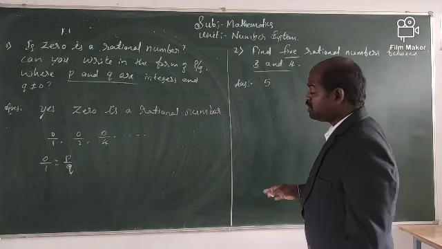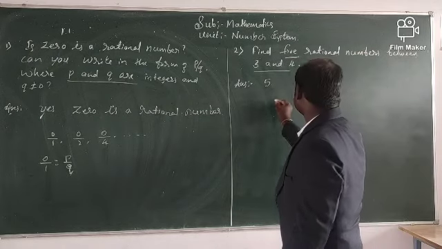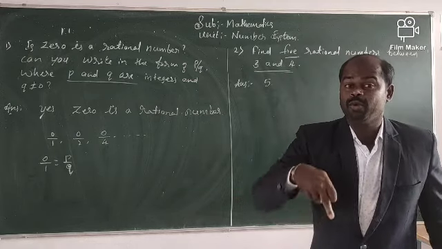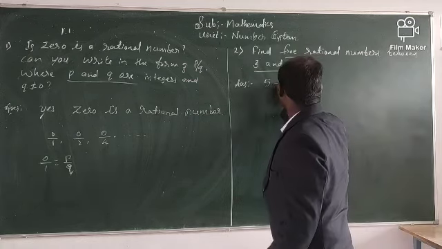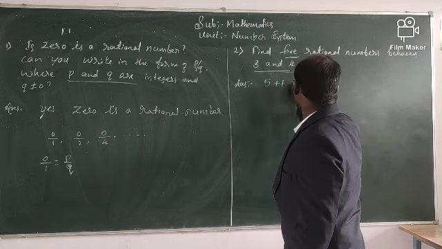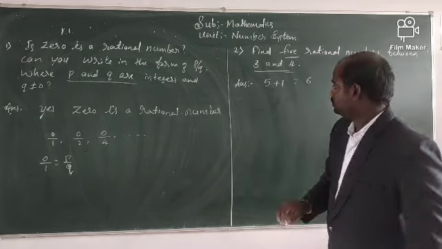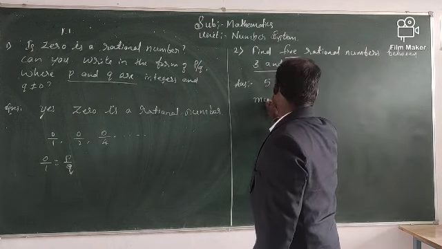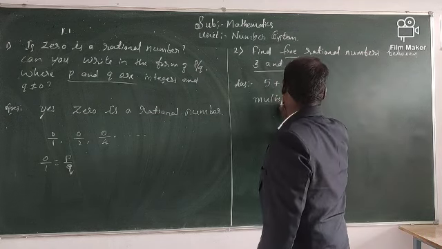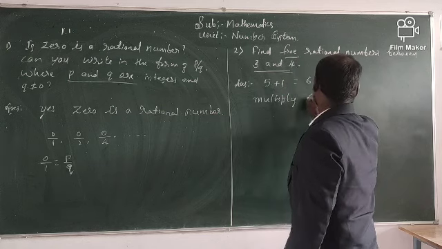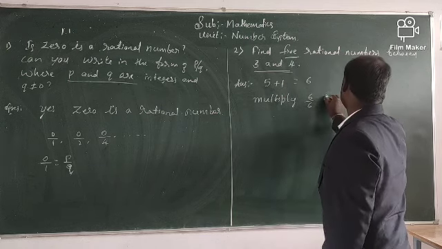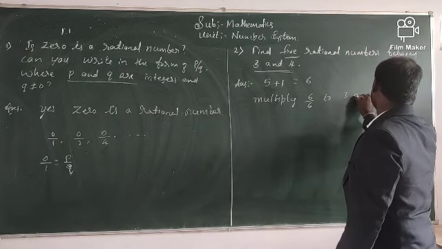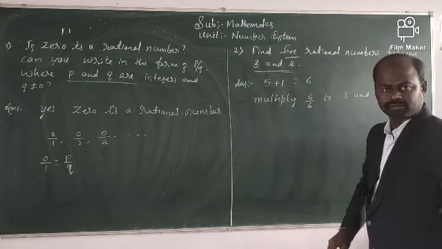Okay? Five numbers. In between which numbers? Yes, 3 and 4. For that 5, we have to add 1, plus 1, which is equal to what? 6. By multiplying, multiply 6 by 6 to the two given rational numbers 3 and 4.